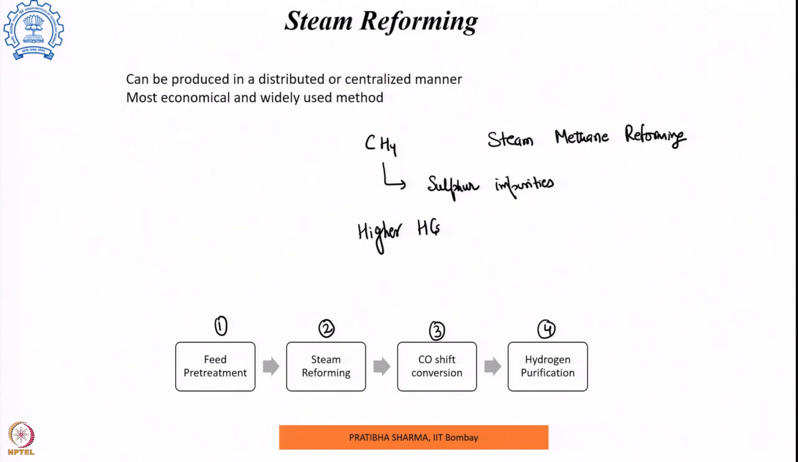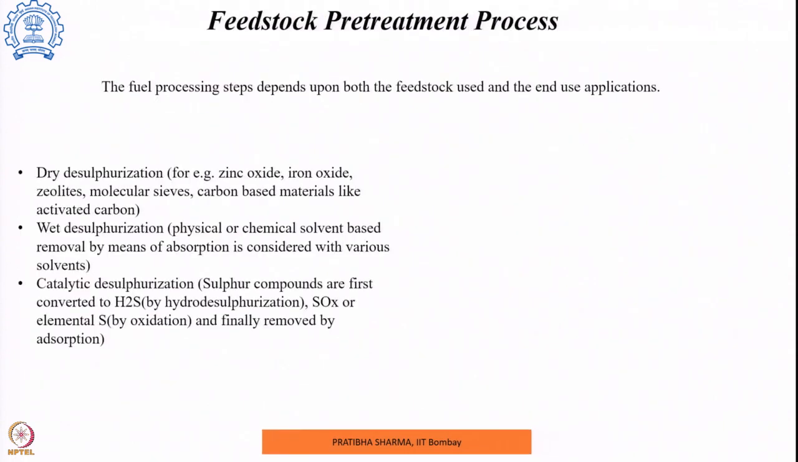So, there are other compounds which need to be removed, like chlorides, heavy metals, or olefins, that need to be first taken care of in the feedstock pretreatment process before the feedstock enters the reforming unit. So, this is a fuel processing step prior to the reforming process, which takes care of the undesired impurities in the feedstock, which can deactivate the catalyst in the different downstream processes.